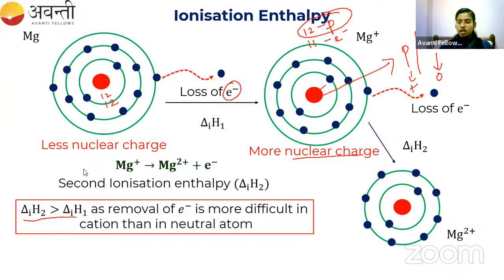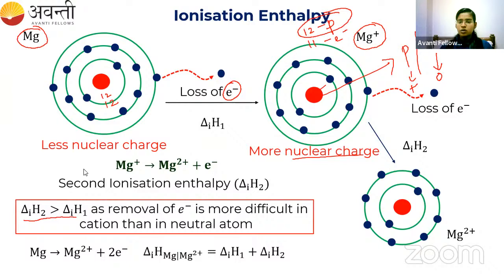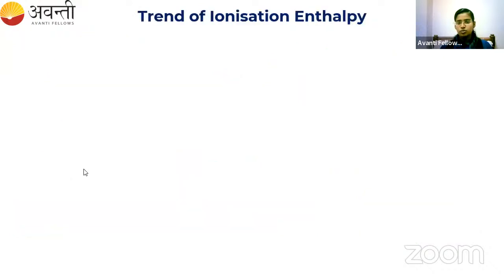The removal of an electron from an ion is more difficult compared to the removal of an electron from a normal neutral atom. The removal of an electron from a cation requires more energy than from a neutral atom. Got it? So this is the mathematical denotation. If we are asked to find the ionization enthalpy for magnesium, then we have to add the two values.